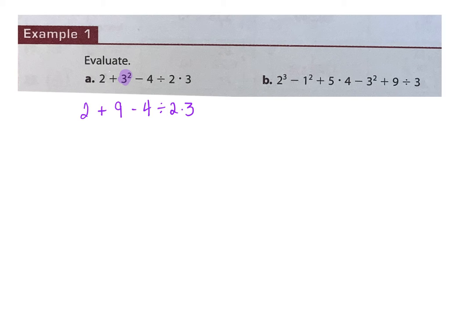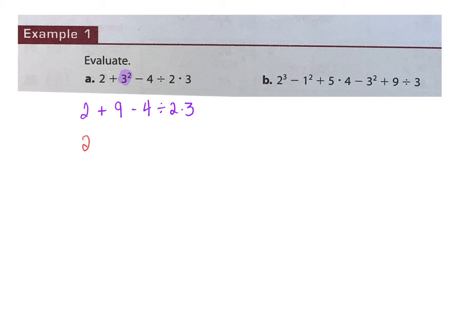What's my next rule? Multiplication and division. Here is where you will mess up if you do the multiplication first. If I were to do the multiplication first, I would do the 2 times the 3, and then I would say negative 4 divided by 6. That is not how you're supposed to do this. If I did that, I would get a fraction. If I do it from left to right, I'm going to get the right answer. So I'm just going to go left to right and do my division and then my multiplication.